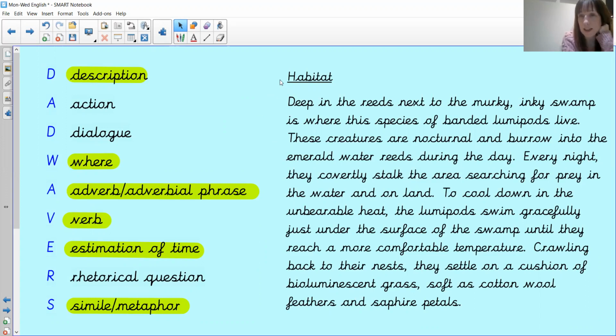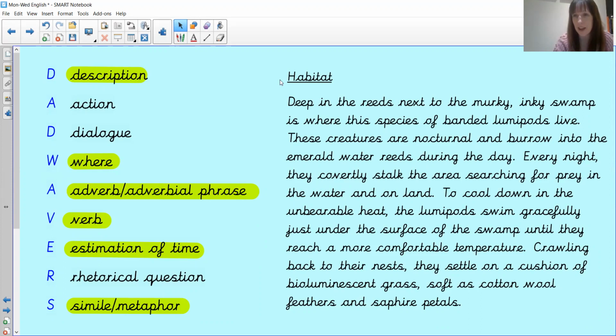Deep in the reeds next to the murky, inky swamp is where this species of banded lumipods live. These creatures are nocturnal and burrow into the emerald water reeds during the day. Every night they covertly stalk the area searching for prey in the water and on land. To cool down in the unbearable heat, the lumipods swim gracefully just under the surface of the swamp until they reach a more comfortable temperature. Crawling back to their nests, they settle on a cushion of bioluminescent grass, soft as cotton wool feathers and sapphire petals.